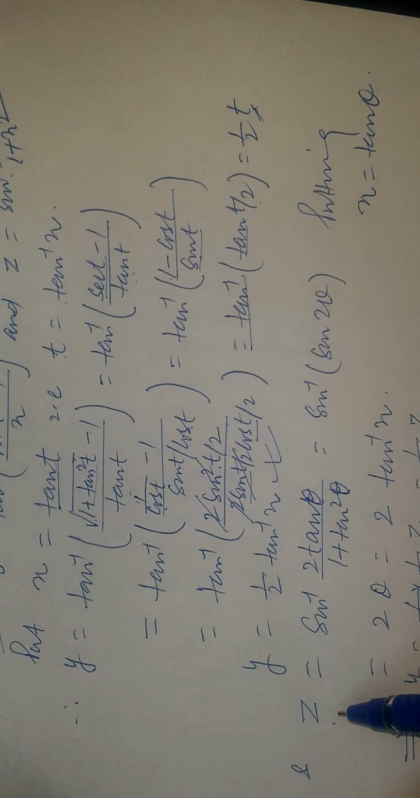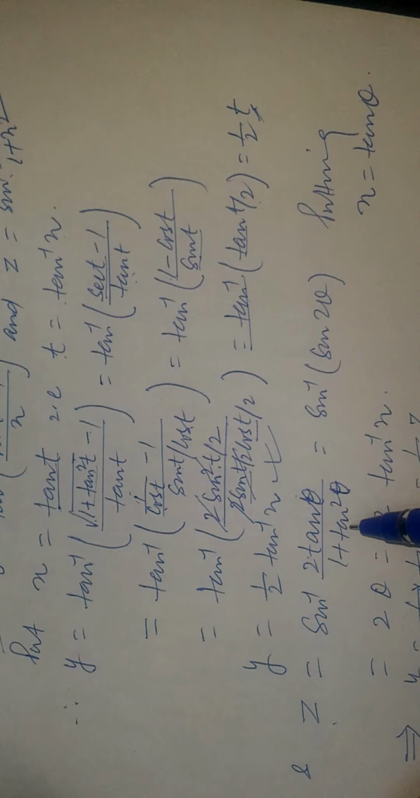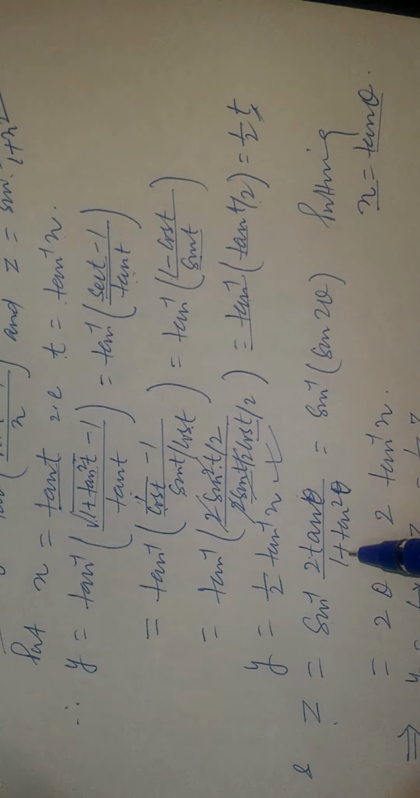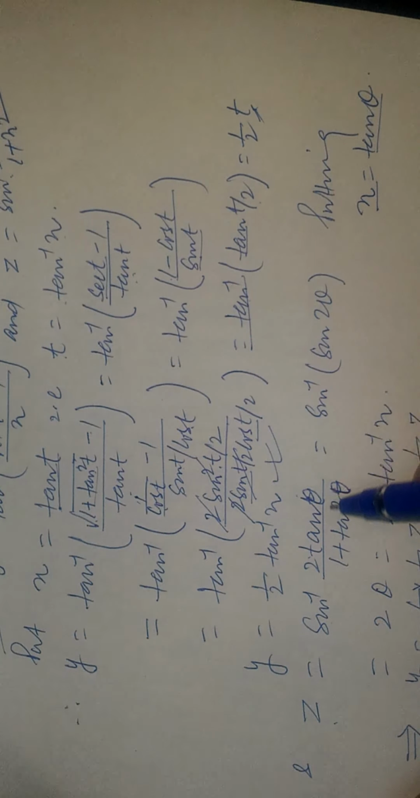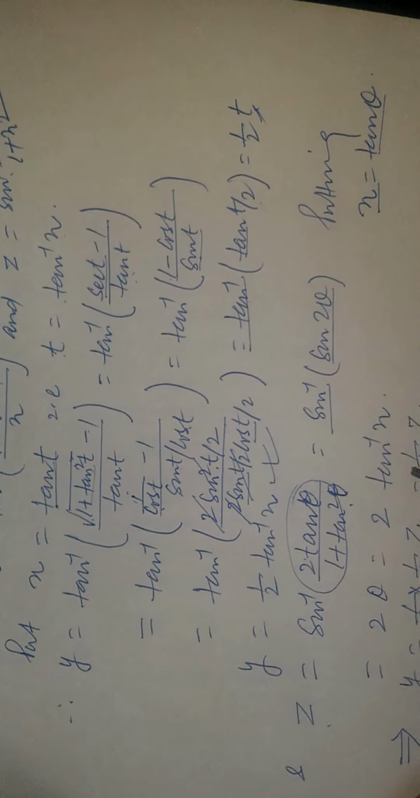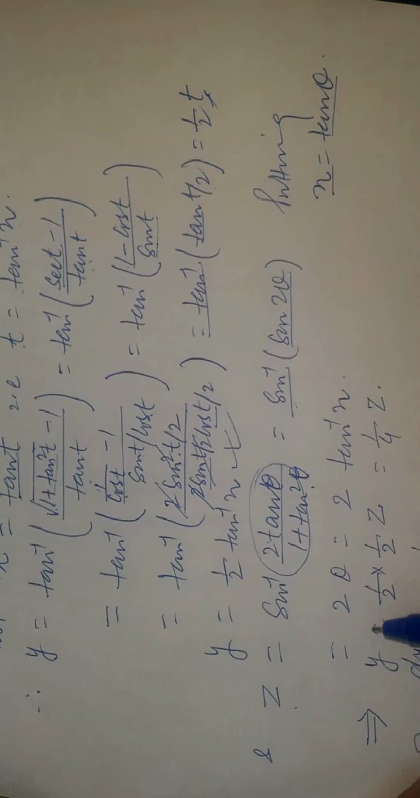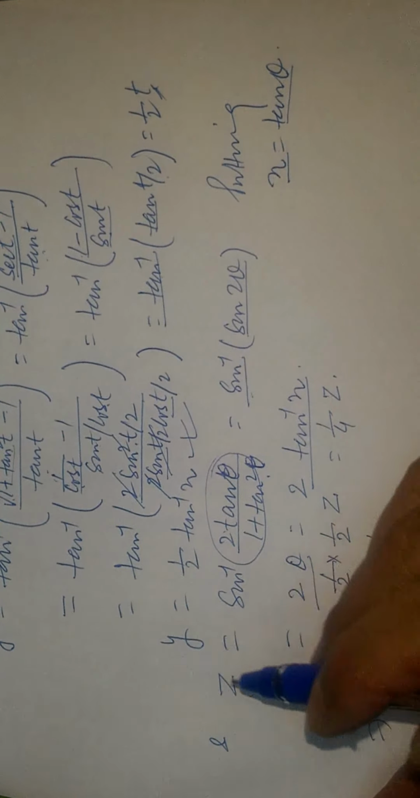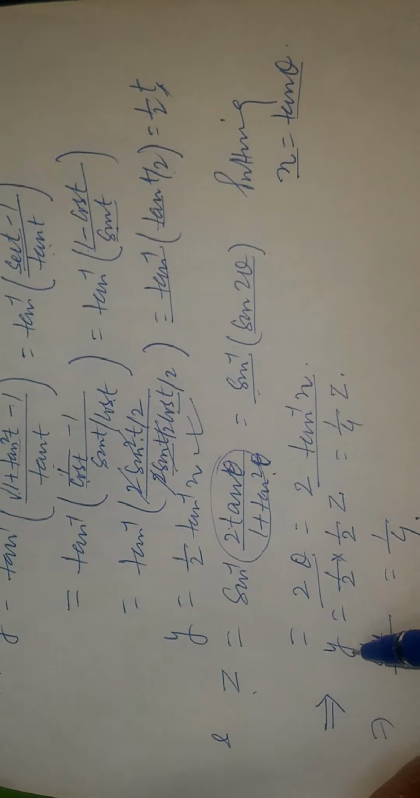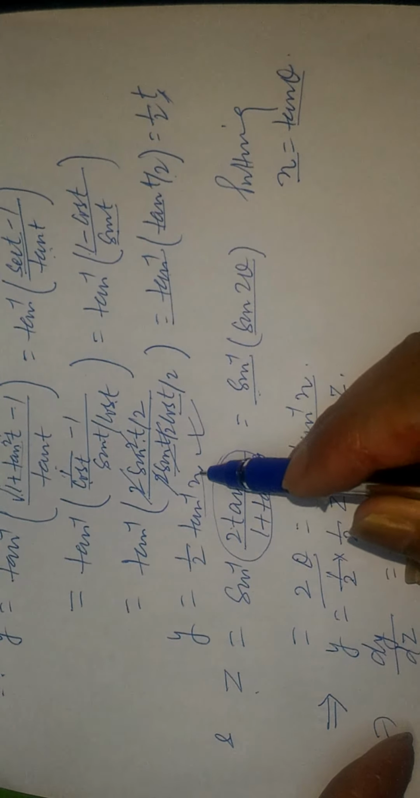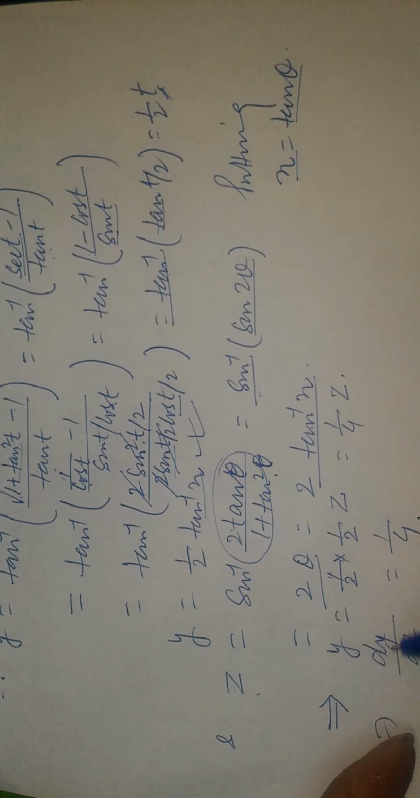Now z, sin inverse 2 tan. Now let us put x is equal to tan theta here. So sin inverse of 2 tan theta by 1 plus tan square theta. And this is sin 2 theta, we can write sin inverse sin 2 theta. So sin inverse sin 2 theta can be written as 2 theta. So it is 2 tan inverse x. They have got a relation now. So we can write y is equal to half tan inverse x, and tan inverse x here is z by 2 or half z. So 1 by 4 z.